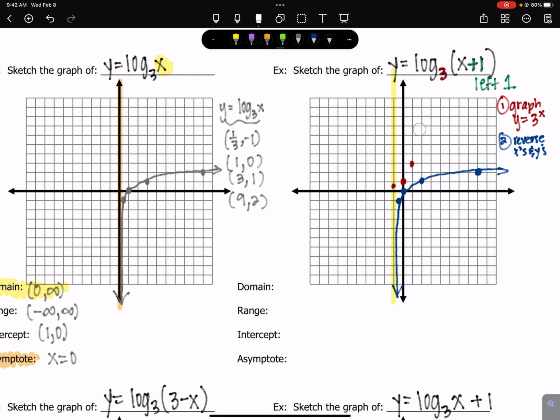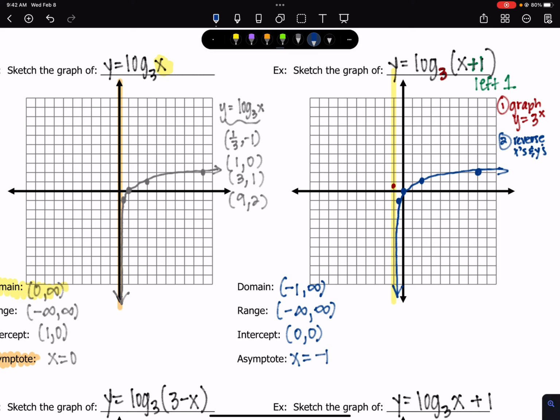If I want to clean things up, I'll just go through and I will erase any other dots that are not part of the line or the curve. My domain, I can see from my graph, is going to be everything greater than x equals negative 1. So I'm going to be negative 1 to infinity. The range is always negative infinity to positive infinity. The intercept is (0, 0), and the asymptote is at x equals negative 1.